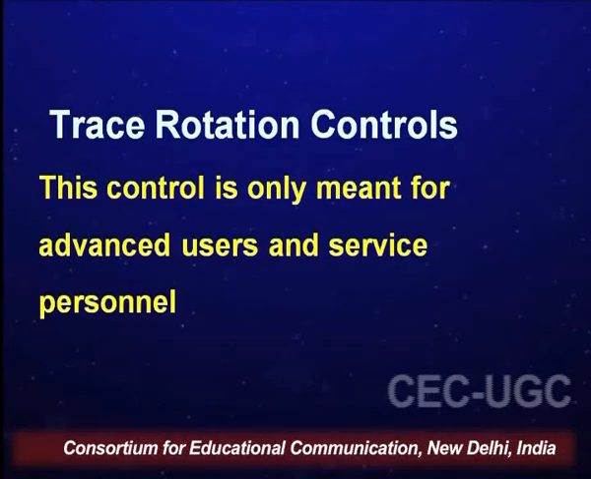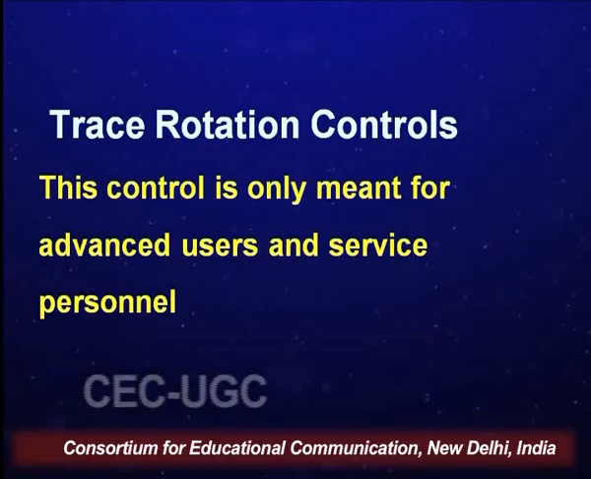There is the third option called the trace rotation control. This is meant only for advanced users and service personnel. Sometimes when the CRO is shifted from one position to another position, then within the CRO the electron gun loses its matching grid, and the trace, instead of being formed at the center of the screen, shifts a bit to one side, to the top, to the bottom, or the other side. So for fine tuning of this, the trace rotation control is used.